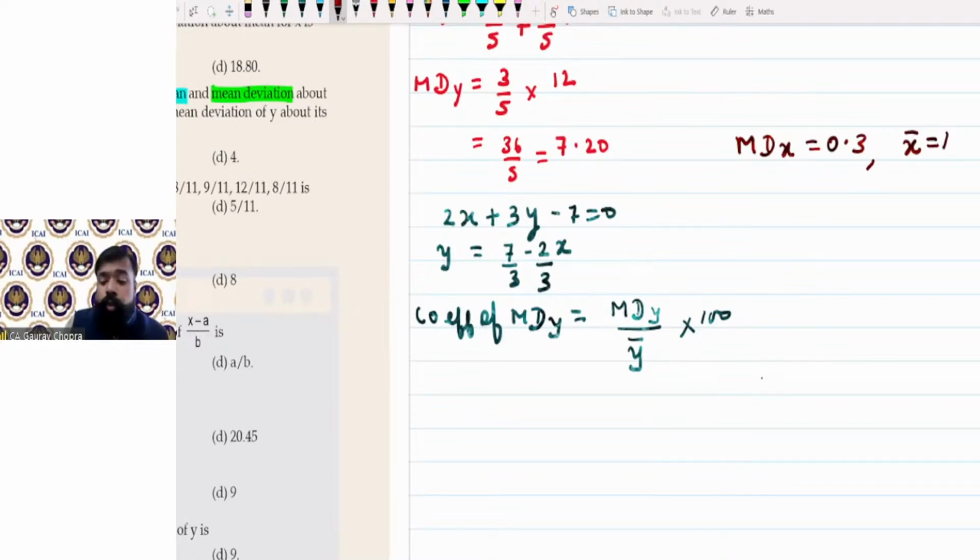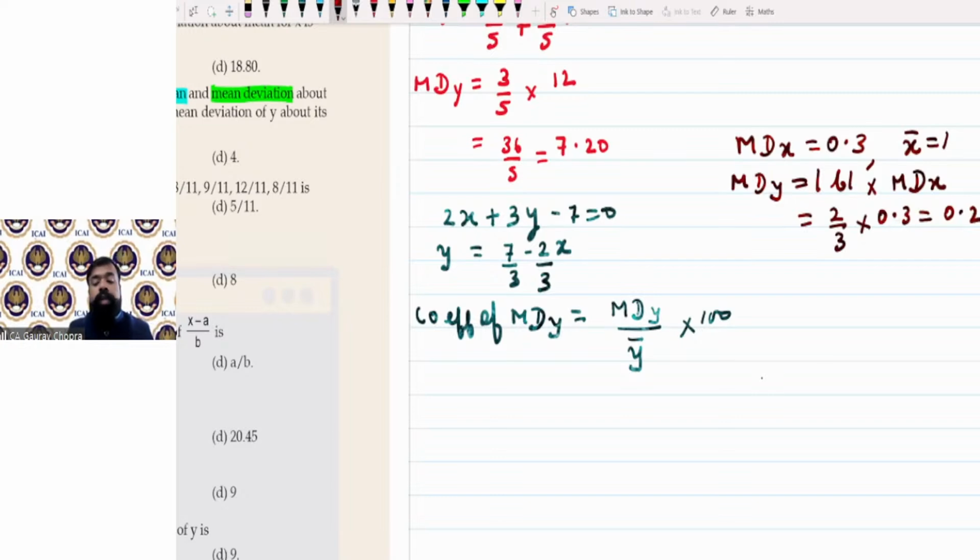In order to calculate the mean deviation of y, you can use the formula mod of b into the mean deviation of x. So what is mod b? It is 2 by 3, into the mean deviation of x, which is 0.3. So you are getting 0.2. So the mean deviation we have calculated as 0.2, but still we do not have y bar. So how to calculate y bar?